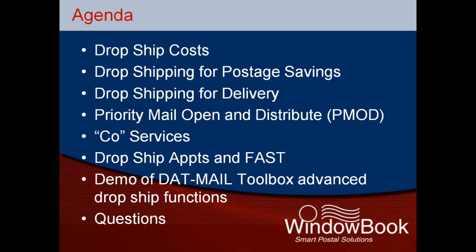We will cover priority mail, open and distribute, also known as PMOD, which is a great option for small dropship volumes or problem delivery areas. We will also provide a brief overview of co-services, such as co-mail or co-pal, which are used in conjunction with dropshipping to generate deeper postage discounts on selected mailings. We will also discuss making appointments for delivery of drop shipments. This is using the Facility Access and Shipment Tracking System, or FAST.